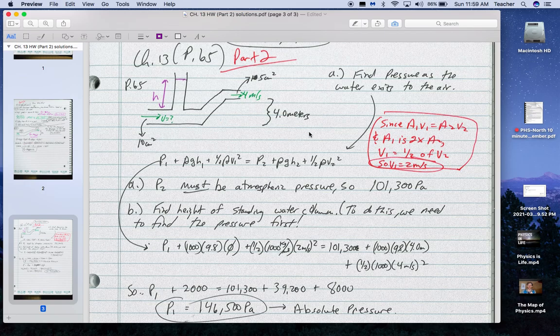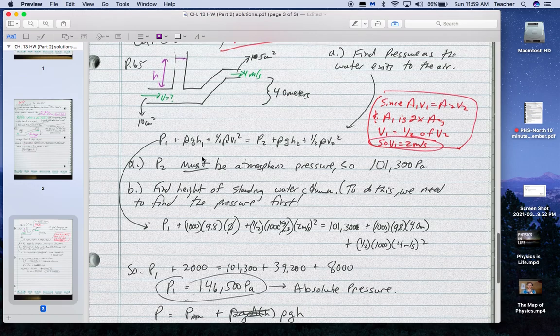So at this particular point, you want to find the pressure as the water exits to the air. Well, it's air pressure. So that's 101,300 pascals. So that is that. Find the height of the standing water column. Okay, so this is where we have to use Bernoulli's principle. And therefore, that means that's going to allow us to find the pressure down in this region, and that'll let us know for this area where the water is still how high the water or the liquid would have to be. So it is water.